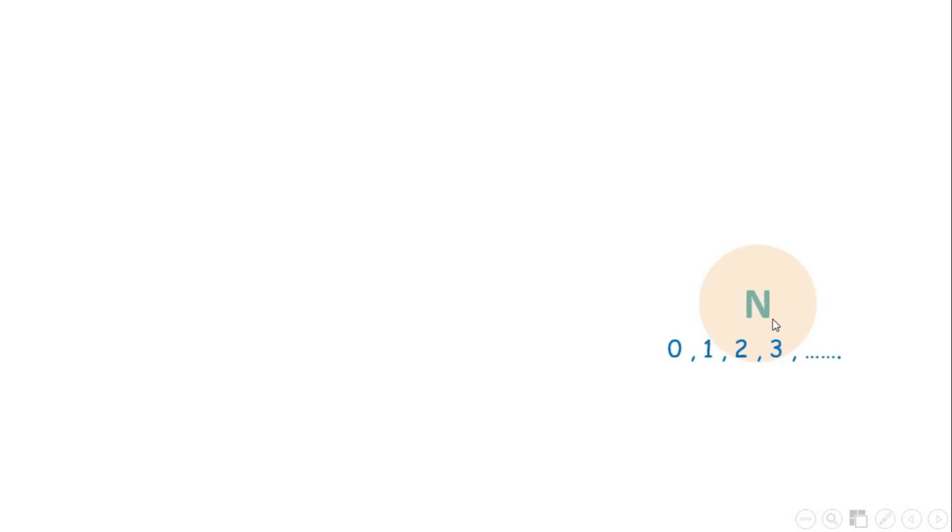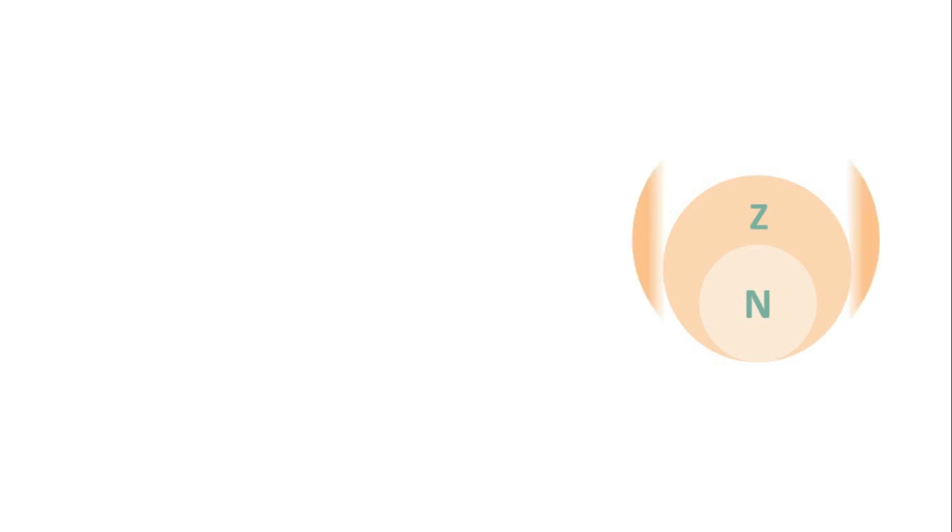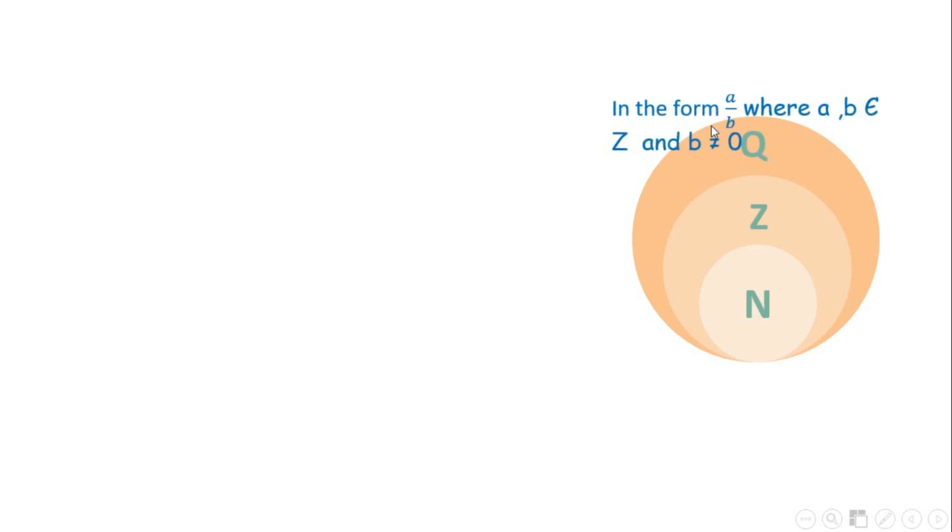Here we have the set N, which is the natural number set starting with 0 and going to 1, 2, 3 and so on. The set of integers Z is the numbers starting from 0 and going to the right 1, 2, 3 and so on, and to the left -1, -2 and so on. And the set of rational numbers, which is Q, is any number written in the form a over b, where a and b belong to Z and b is not equal to 0.